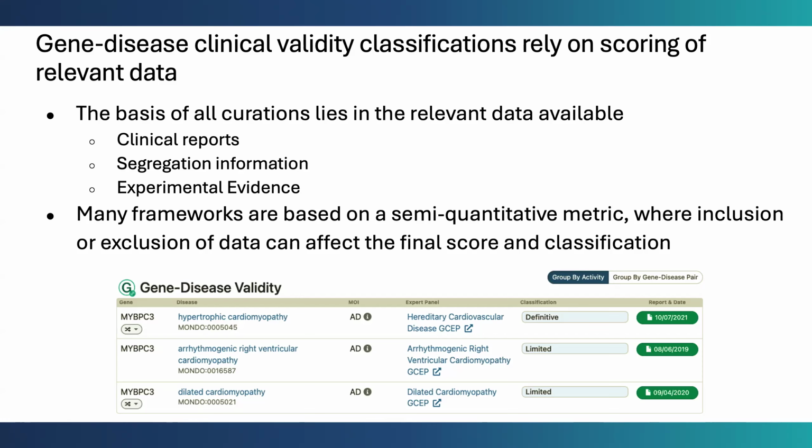You can see an example here of one gene that has 3 different curations. And again, it has 3 different classifications for that curated disease entity. And so it's really important for us, when we are putting out our classifications and our curations, that we are representing the most appropriate disease entity for that classification.